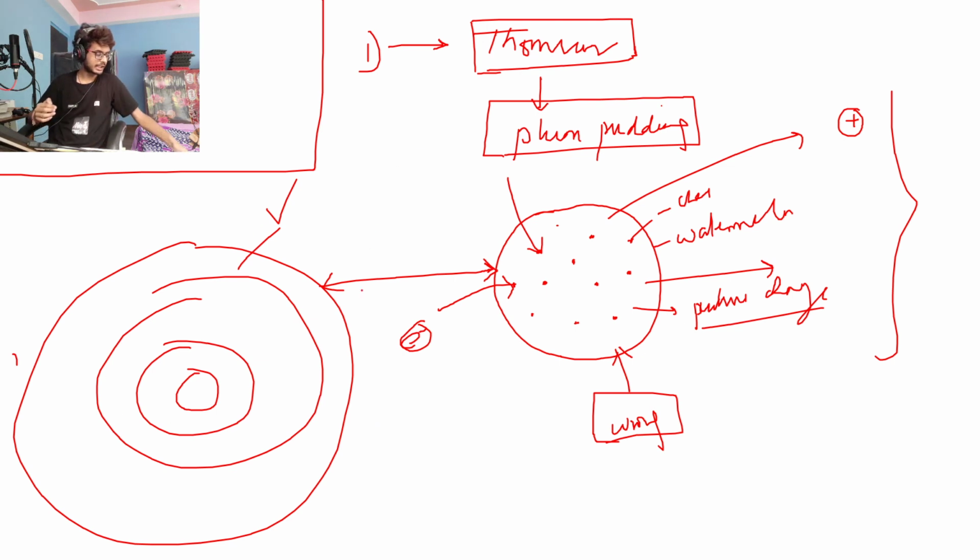So is there any doubt regarding this model? Any doubt? No doubt, right? Yes, bhai. Come on.